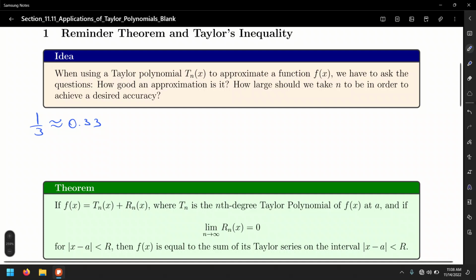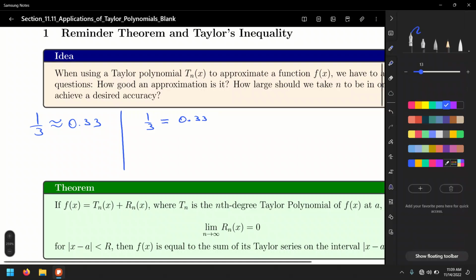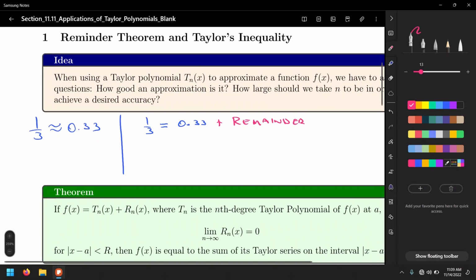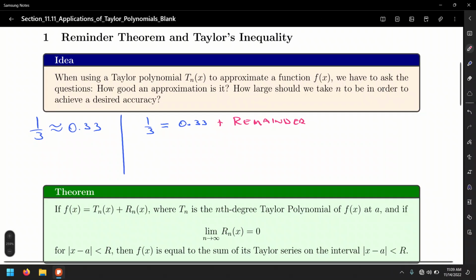Now, if we want to express this result using an equal sign and not the approximation symbol, you might do the following. 1/3 equals 0.33 plus some remainder. There's a little typo here, I'm missing an a in remainder. So that 0.33 plus remainder, that remainder is the decimal places that we are not taking into account when we say 0.33.